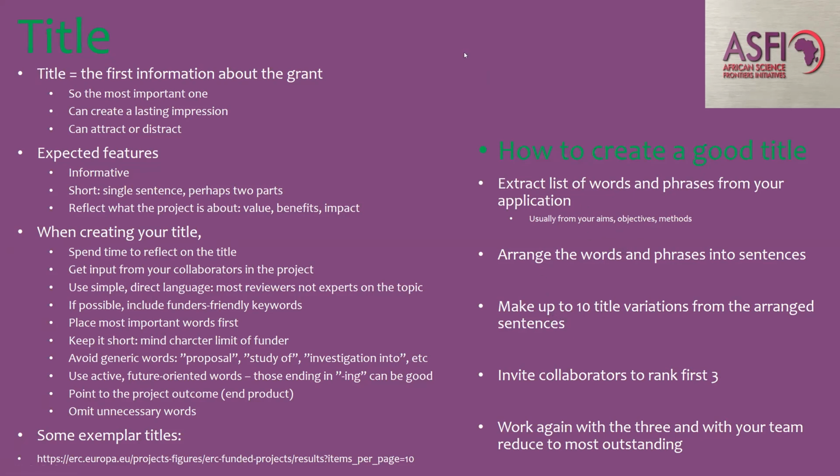Make up to 10 title variations from the arranged sentences you have made. Then share this with your collaborators. If you have made 10 of them, ask them to choose what they think are the best 3 titles. If you have 5 people, you can begin to see commonalities across that. Then work again with the 3 you have chosen from your collaborators and reduce to the most outstanding one. That is the title you use, and you will be happy with that. So it follows a systematic approach to get a title. You can see that even the title of an application matters a lot. It's so important.